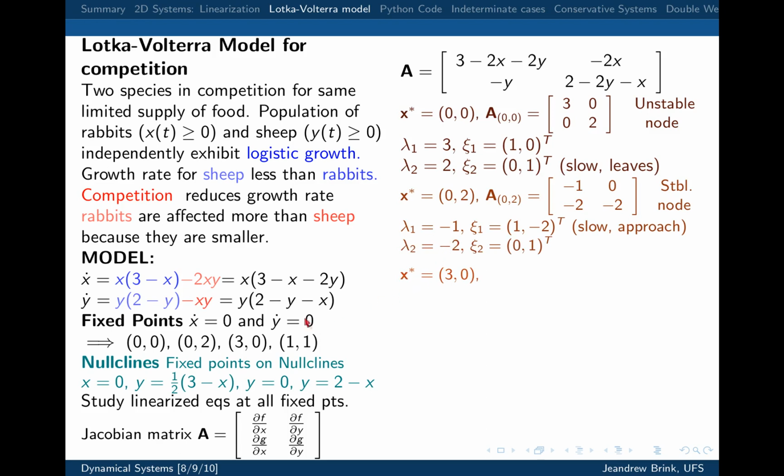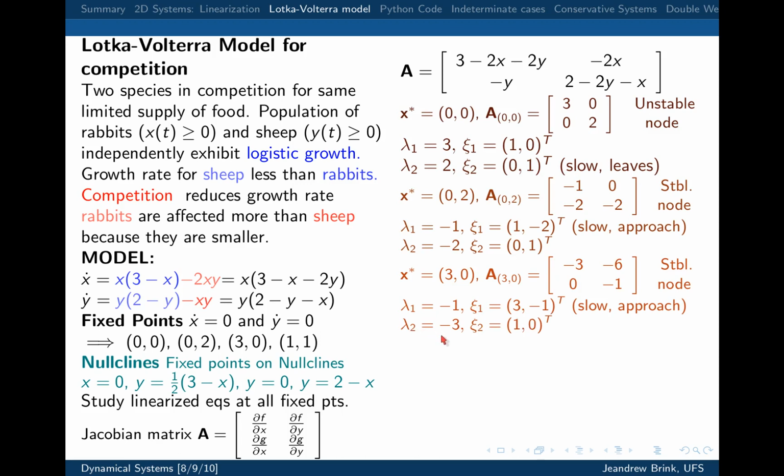You work out the eigenvector associated with it. Then you go on to the next fixed point. So it's 3, 0. You substitute that in, you get what the matrix is. Once again, you can see the eigenvalues are minus 3, minus 1. So it's another stable node. You work out the eigendirections for each one. So for the minus 1, the eigendirection is 3, minus 1. It's slow. For the other one, sorry, the eigenvalue is minus 3 and the eigendirection is this.